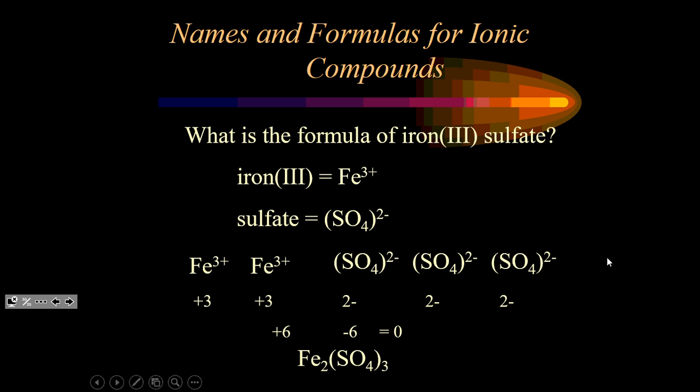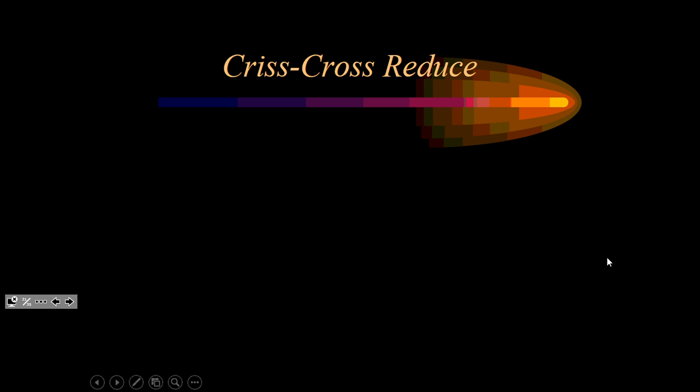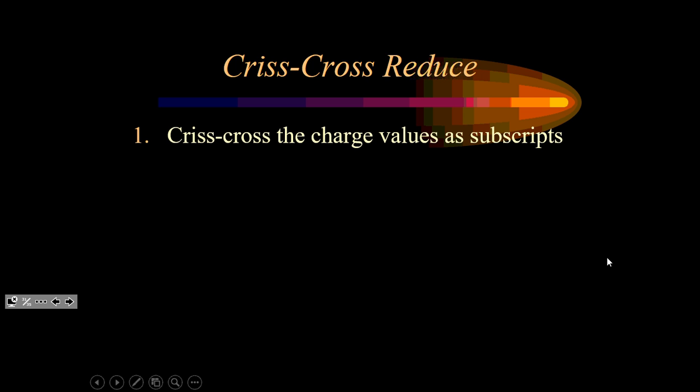But there is a shortcut technique called crisscross reduce that you can use that makes this a whole lot easier. So what we're going to do is crisscross the charge values and write them as subscripts. Now, crisscross means we are crossing both sides. So that's going to be a very specific thing when I show you exactly what that means. And then once we've crisscrossed the charge values and written them in as subscripts, if we can reduce those two numbers, then we reduce it. So that's why I usually refer to this as crisscross reduce.